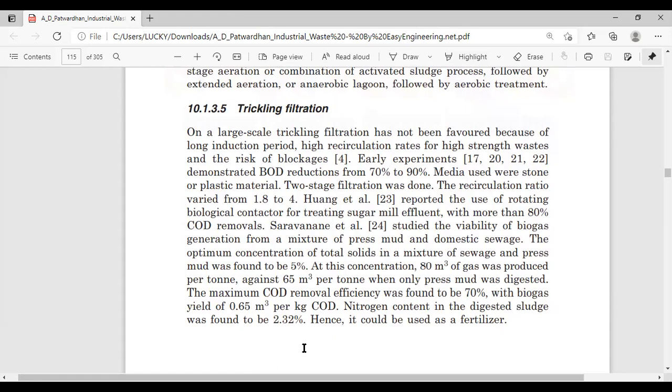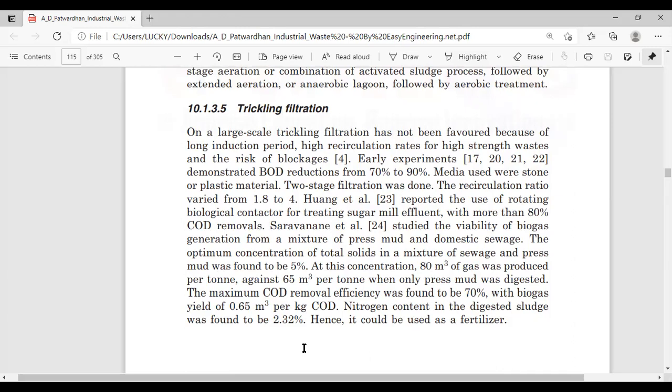ETL reported the use of rotating biological contactor for treating sugar mill effluent, with more than 80% COD removals, and studied the viability of biogas generation from a mixture of press mud and domestic sewage. The optimum concentration of total solids in a mixture of sewage and pressed mud was found to be 5%. At this concentration, 80 cubic meter of gas was produced per ton, against 65 cubic meters per ton when only pressed mud was digested.